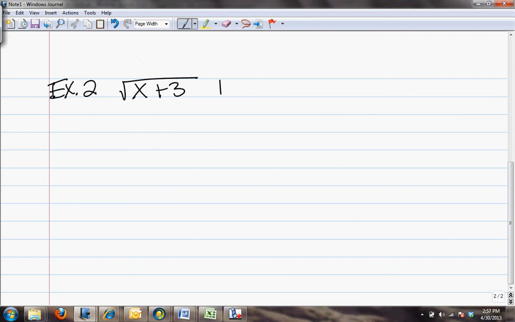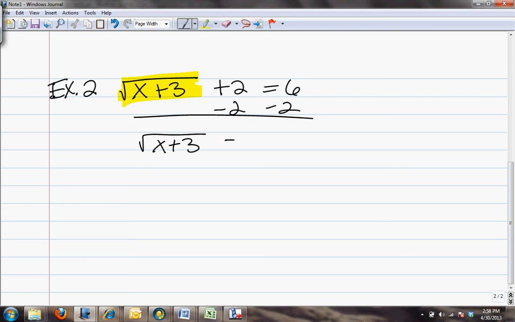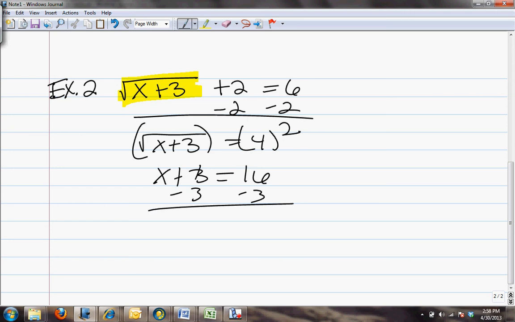Square root of x plus 3, plus 2 is equal to 6. We want to isolate this entire thing. So we want everything else away from it. So let's get rid of the plus 2. So we have radical x plus 3 is equal to 4. Now that we've done that, square both sides. That gets rid of the radical. x plus 3 is equal to 16. Subtract 3 from both sides. x is equal to 3. Not really. x is equal to 13.